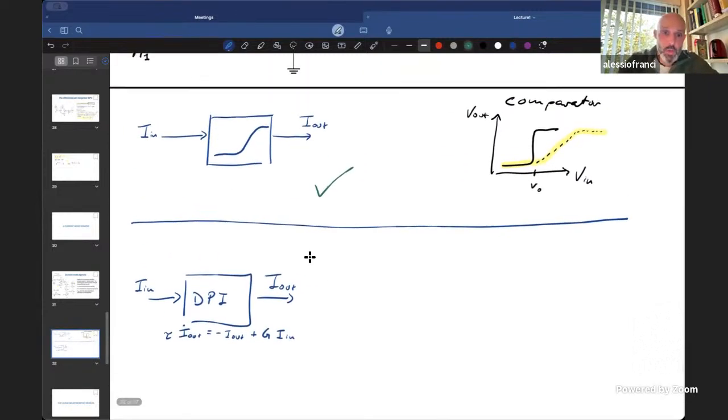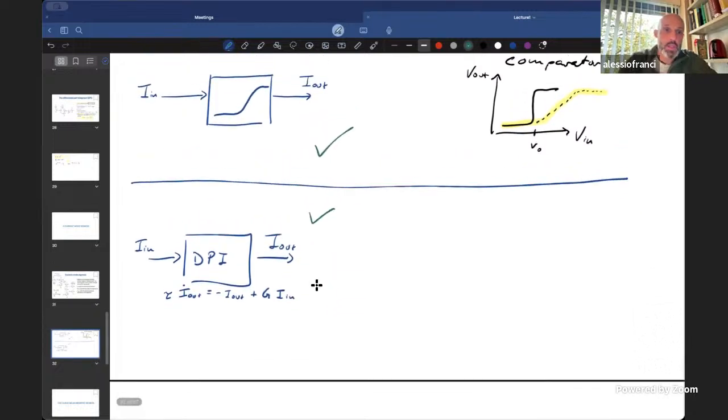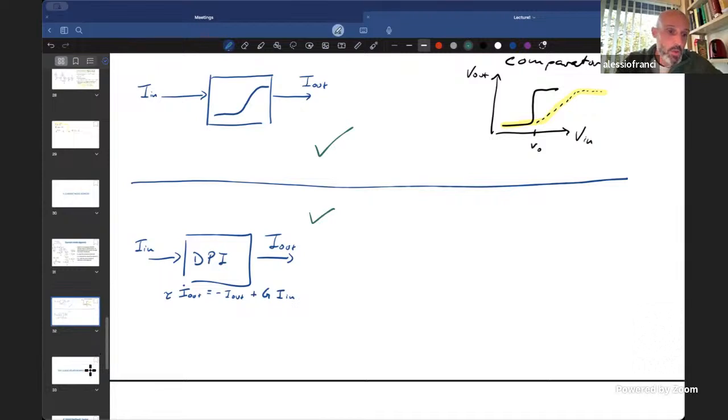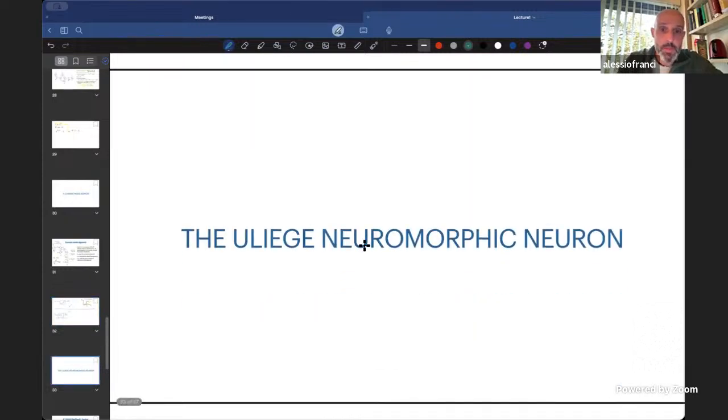Okay, so now we have these two blocks, and we can start interconnecting them to realize something that looks like a neuron in terms of dynamics. And this is what I'm going to start to present now. So you will see more of this, about the neuromorphic neuron that we designed here in our lab, thanks to the presentation of Laurice.